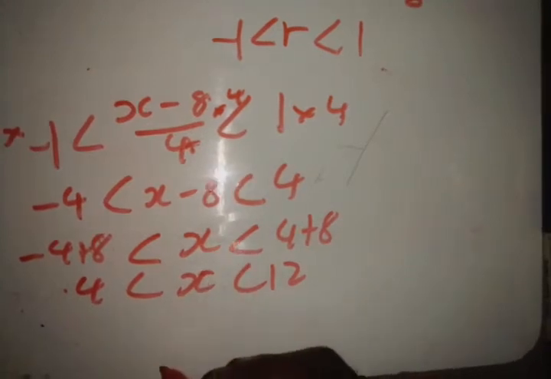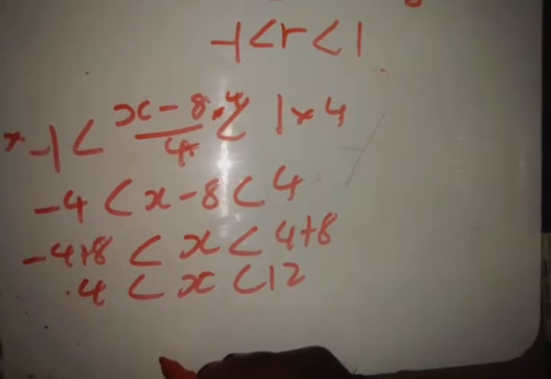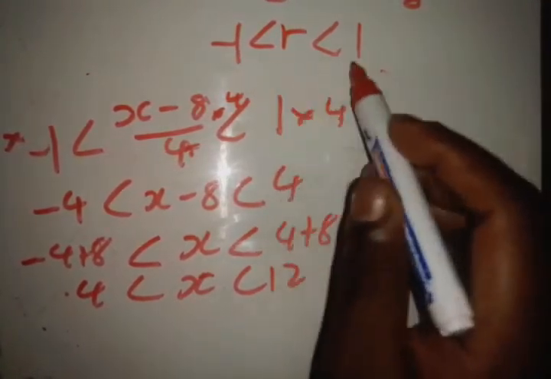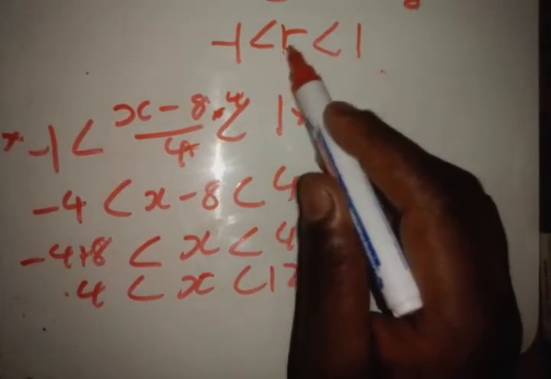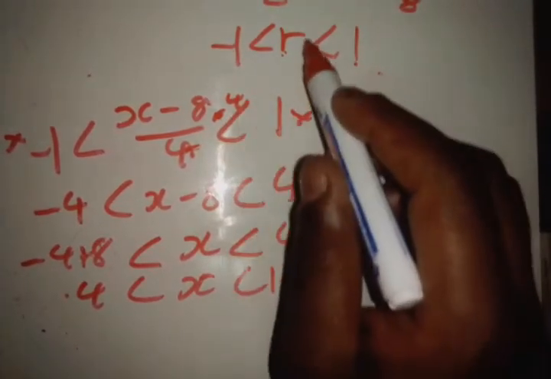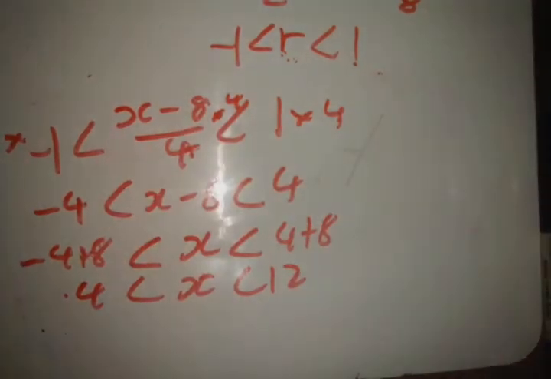Because they said for which values of x will the series converge. Whenever you hear converge, we use this rule. So r must be bigger than -1, and at the same time it must be smaller than 1. So we find our r by dividing, and we just substitute it there and we start solving for x. That's what we do.